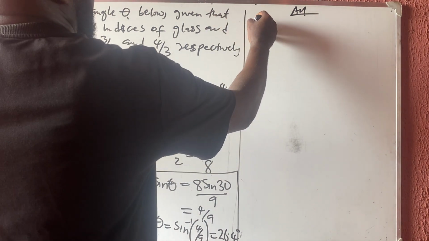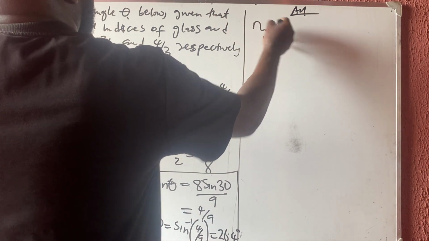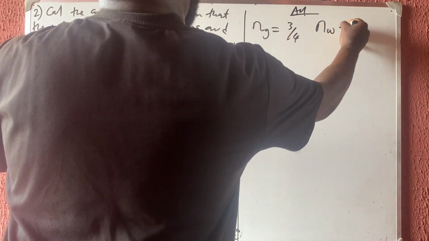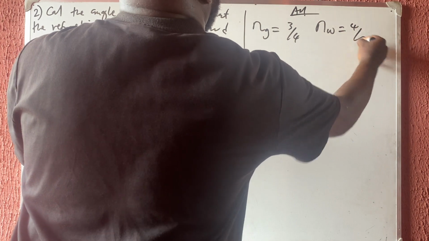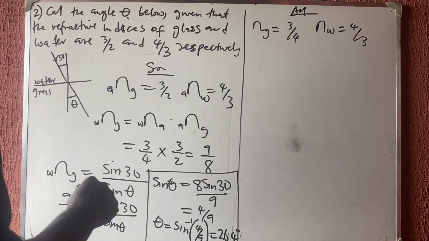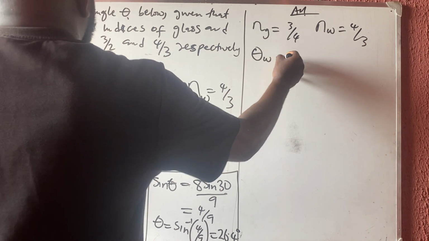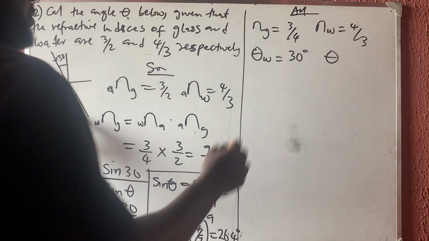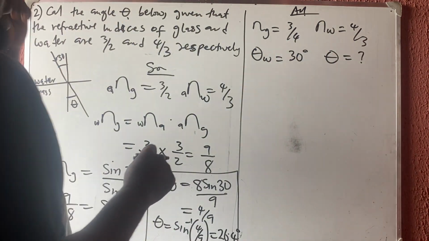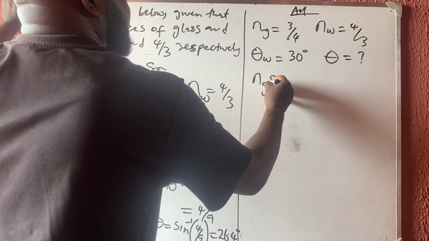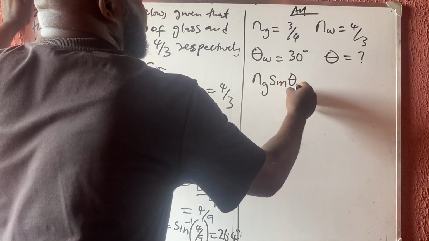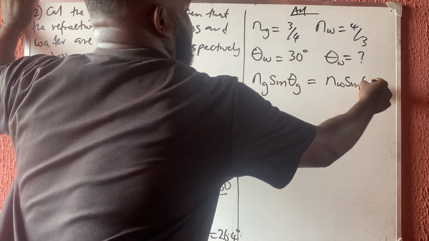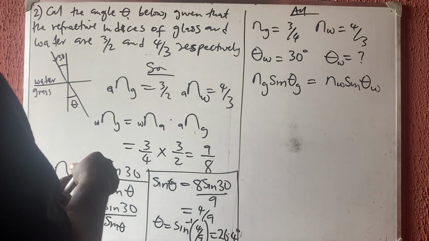Now, alternatively, let's solve this thing this way. They gave us that n of glass is 3/4, and n of water is 4/3. And then they gave us that theta of water is 30. Then theta of glass is now my problem. Do you remember a formula that said that n of g sine theta of that same g is equal to n of water sine theta of water? Let's do this and see what is going to happen.